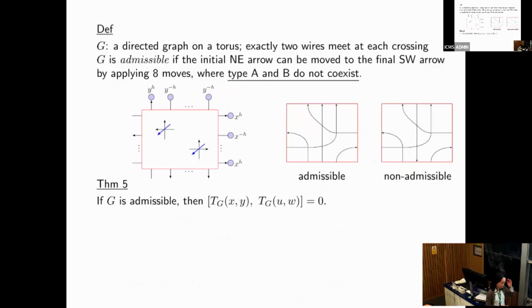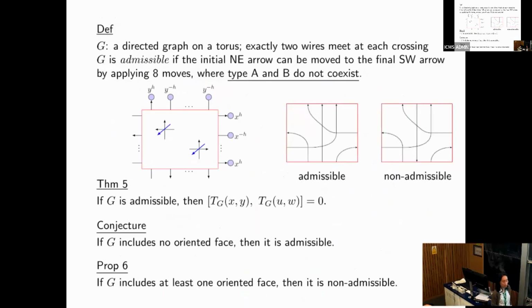So we have the following conjecture to judge admissibility of a given graph. If G includes a non-oriented face on the torus, then it is admissible. But unfortunately, it is still a conjecture. We didn't succeed in proving that, but we can easily prove the reverse of this claim. Namely, if G includes at least one oriented face, then it is non-admissible. So it gives a judgment for non-admissible graphs.